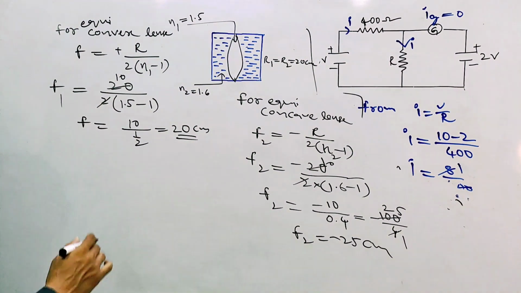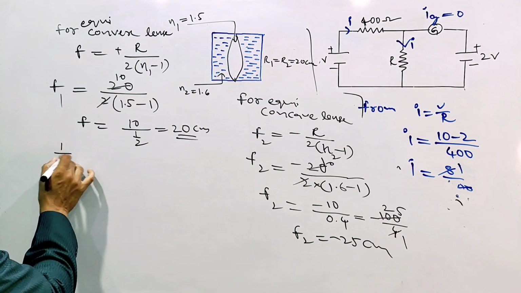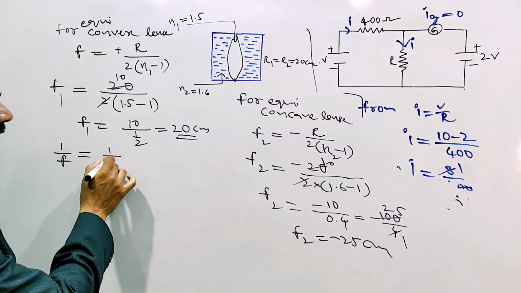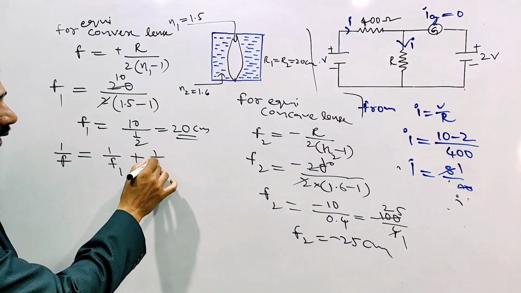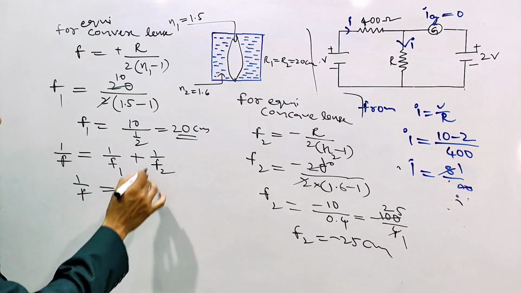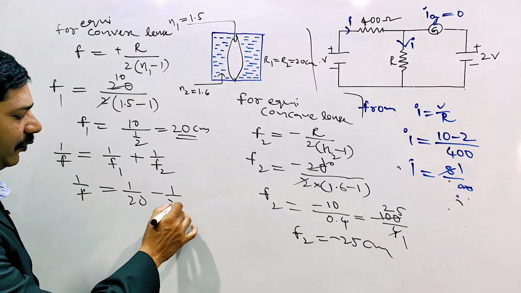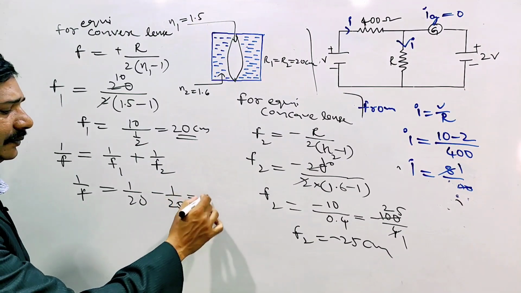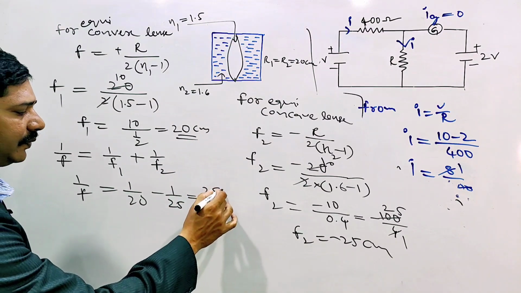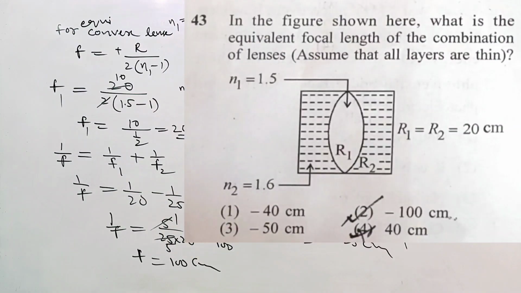Therefore, they are asking the focal length of the combination. What is the formula? 1 by F equal to 1 by F1 plus 1 by F2. Substitute the values. 1 by F equal to 1 by F1, which is 20, and F2 value 1 by 25. Take the LCM 25. Second option is correct answer.